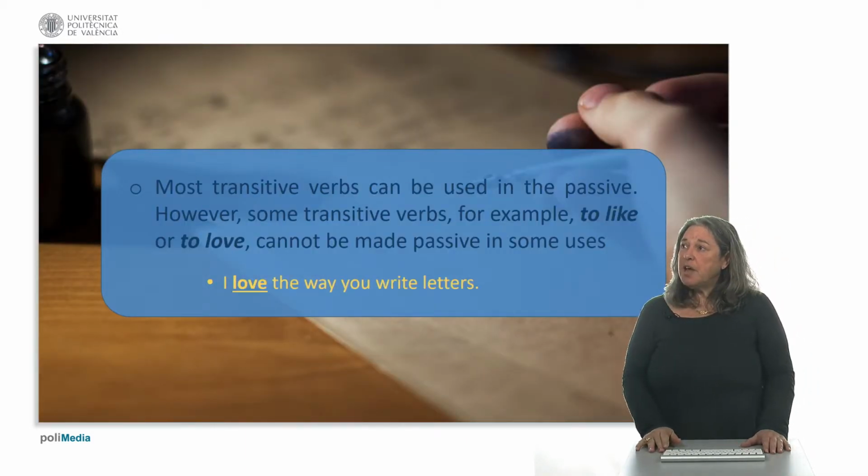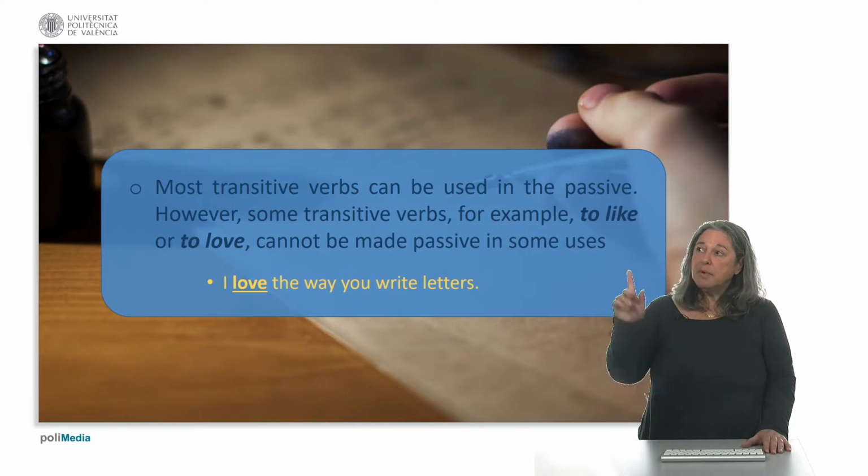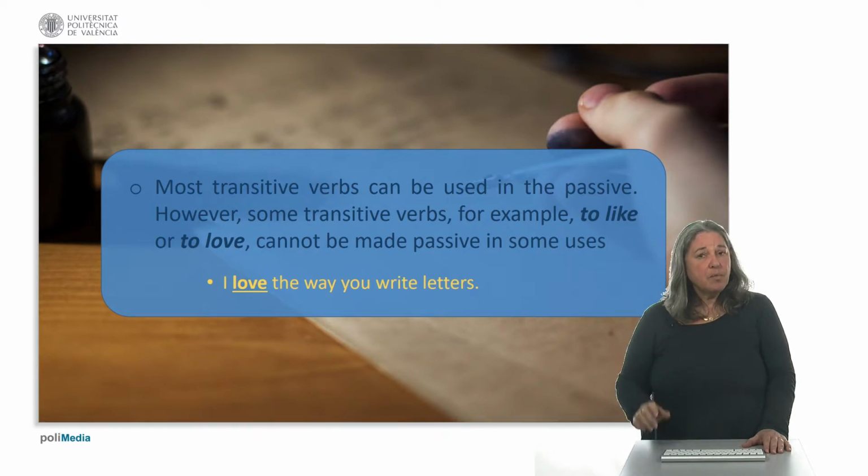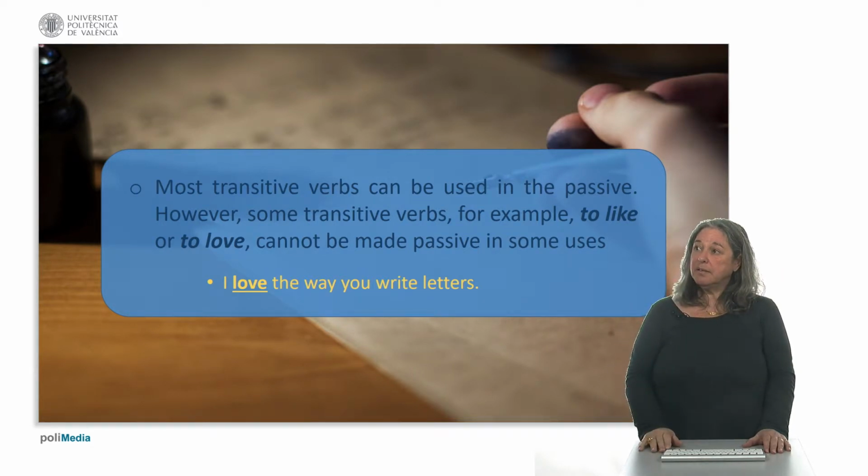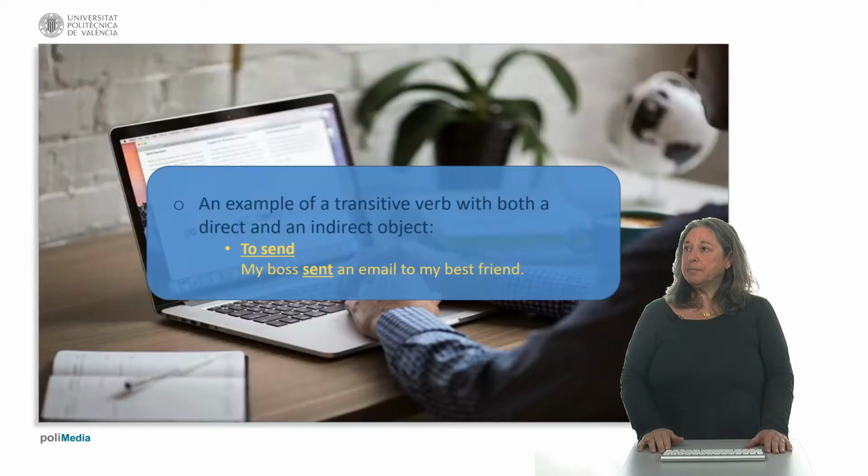Most transitive verbs can be used in the passive. However, some of these, for example, to like and to love, cannot be made passive in some particular cases. For example, if I say, I love the way you write letters. Okay, in this case, this sentence can't be made passive.